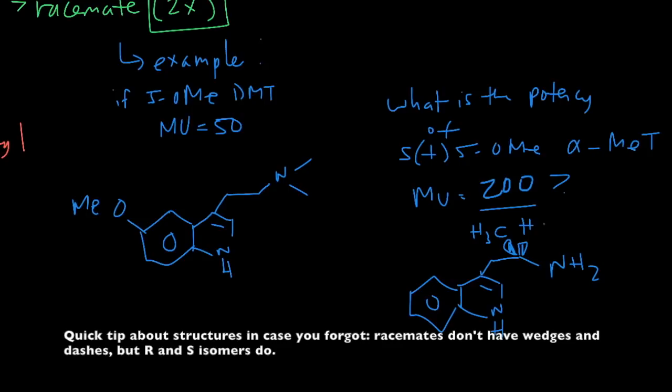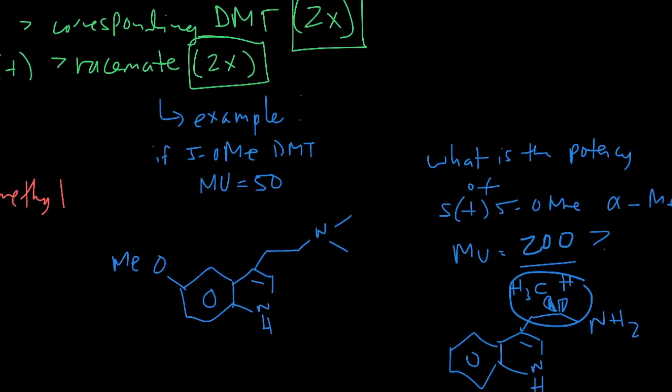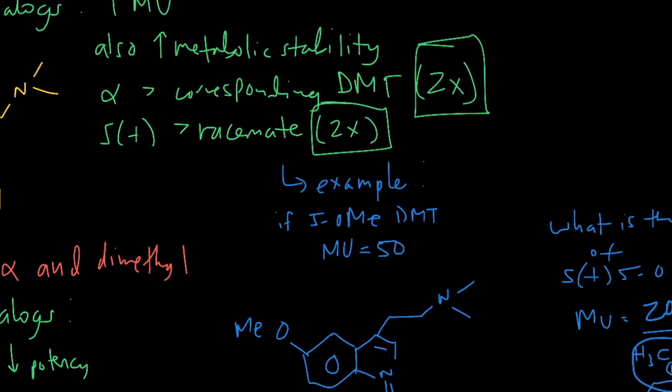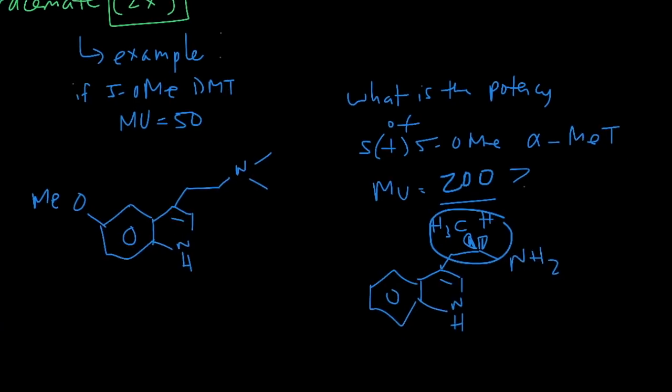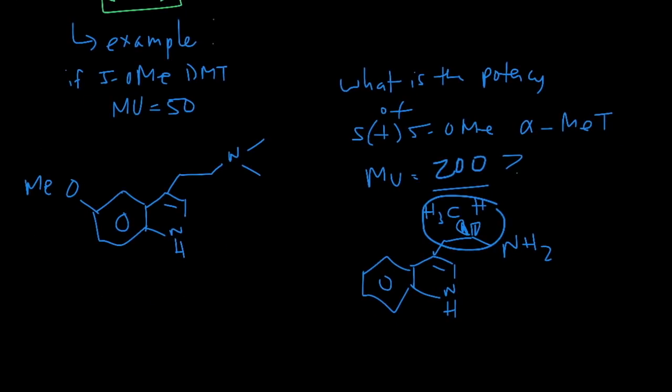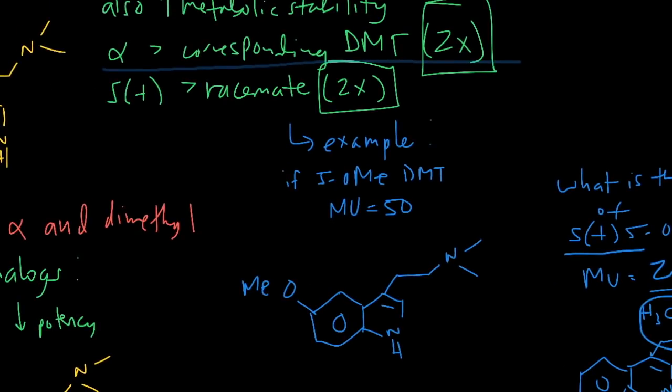So here's your alpha. Remember that I said earlier that alphas are twice as potent as the corresponding DMT. So here's your corresponding DMT over here, and here's your alpha. So you know that it's already twice as potent as this. So accounting for the alpha group, you have 50 times 2, which gives you a potency of 200. Now I told you that the S isomer is right here. And I told you that the S isomer is twice as potent as the racemate.